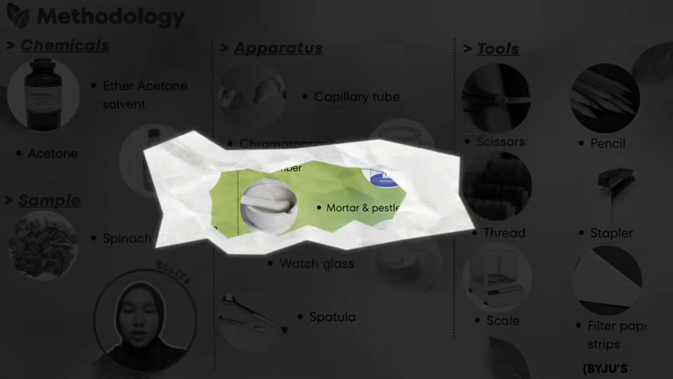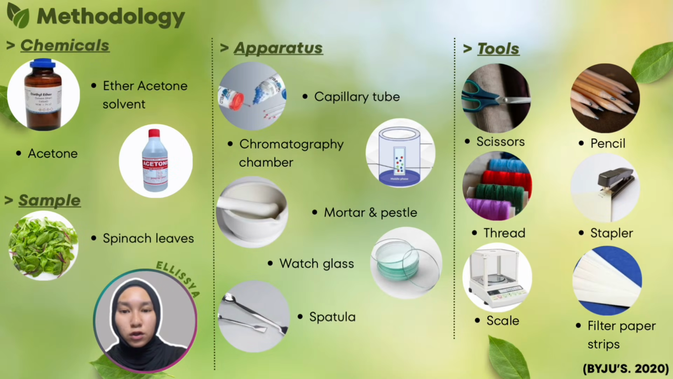Continue with the experiment. This slide shows the materials we used in this paper chromatography experiment. The chemicals we used were acetone and ethyl acetate solvent. The sample we used is spinach leaf, which contains various plant pigments. The apparatus required were a capillary, chromatography chamber, mortar and pestle, watch glass and spatula. In addition, several tools such as scissors, pencil, string, stapler, scale and filter paper strip were used throughout the experiment.